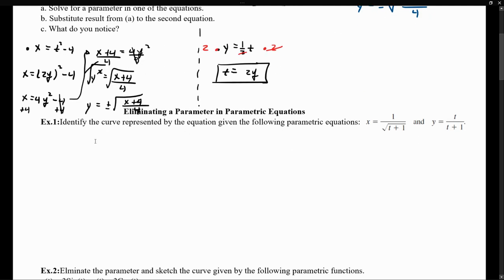Let's do a couple more examples now. Let's take a look at example 1. Let me just move this a little bit lower.